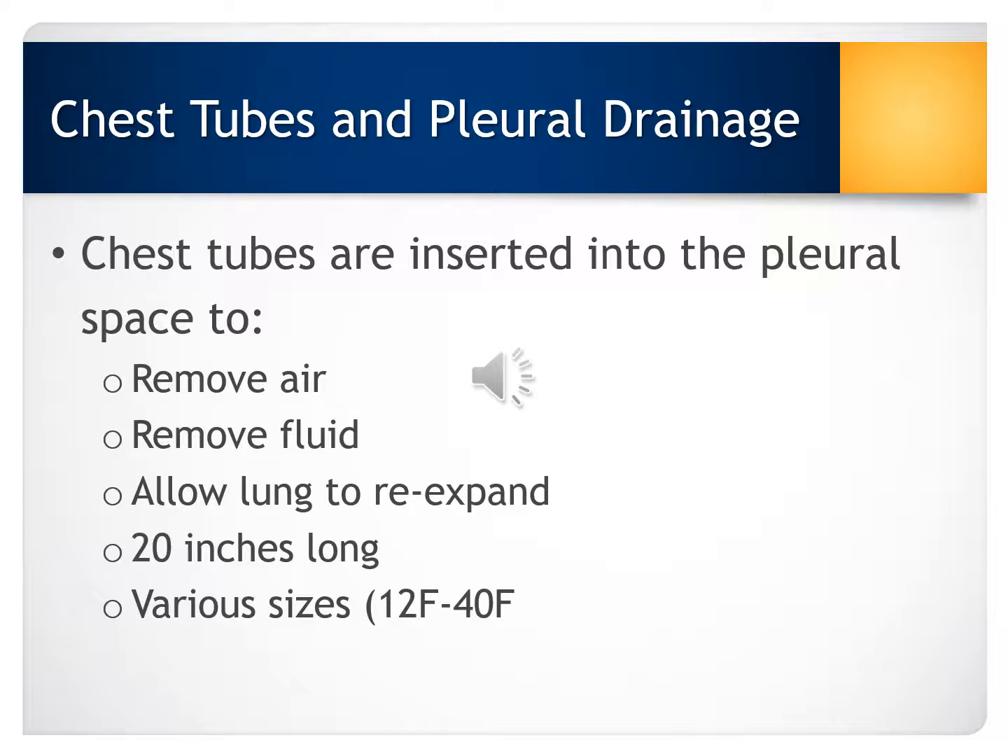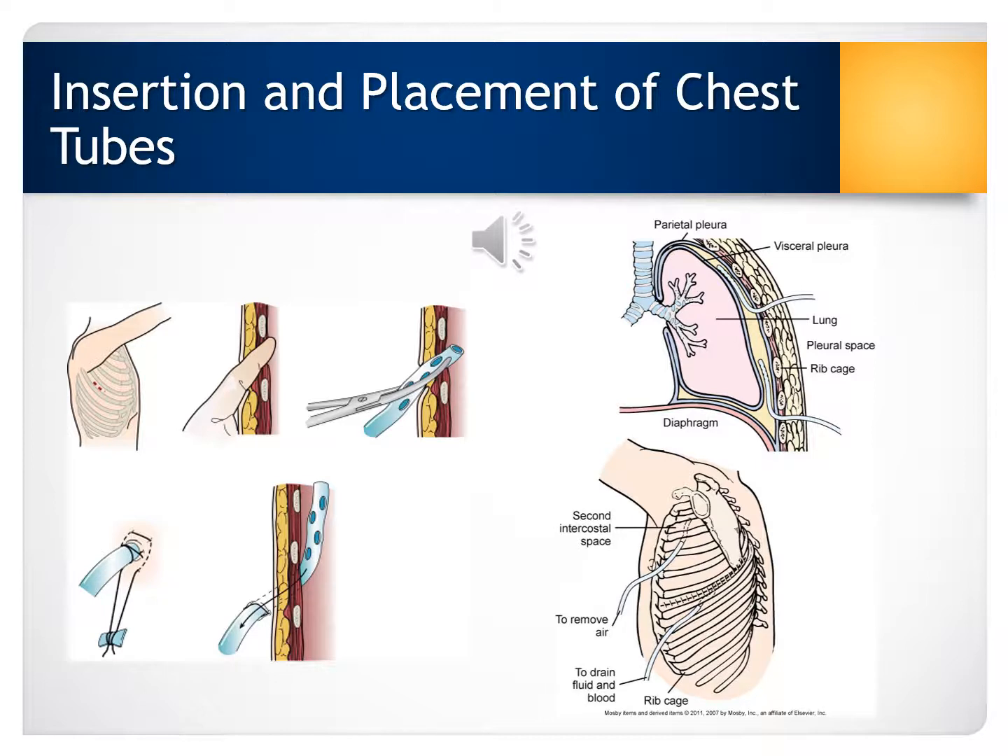The insertion of a chest tube can take place in the emergency department, at the patient's bedside, or in an operating room. The purpose of the chest tube is to remove air and fluid from the pleural space and allow the lung to re-expand. You can see by these images where the chest tube is inserted and where the pleural space is. A patient may have one chest tube, they may have 2 chest tubes, and the placement of the chest tube typically is determined depending on whether or not they're trying to remove air or fluid from the pleural space.